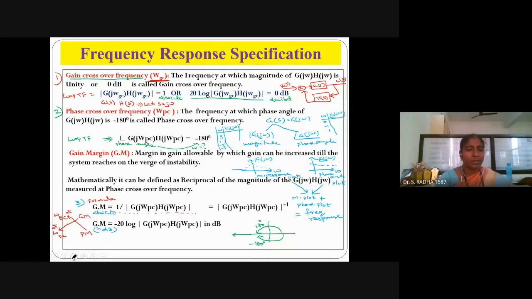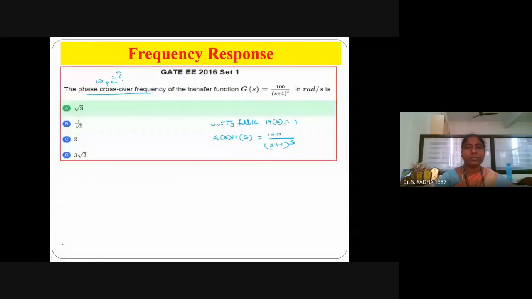Now I will go with the calculations. This is the problem. I have to calculate the phase angle of G(j omega)H(j omega). That is nothing but the phase angle of 100 divided by (1 + s)^3, where wherever s is there, I have to put j omega. Then only j will come, and we will understand which is the real part and which is the imaginary part. In the numerator I have 100 + j0, imaginary part 0. In the denominator I have (1 + j omega) whole cube.